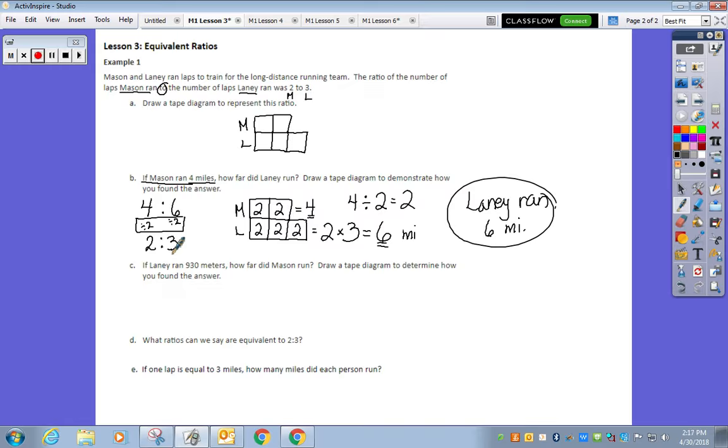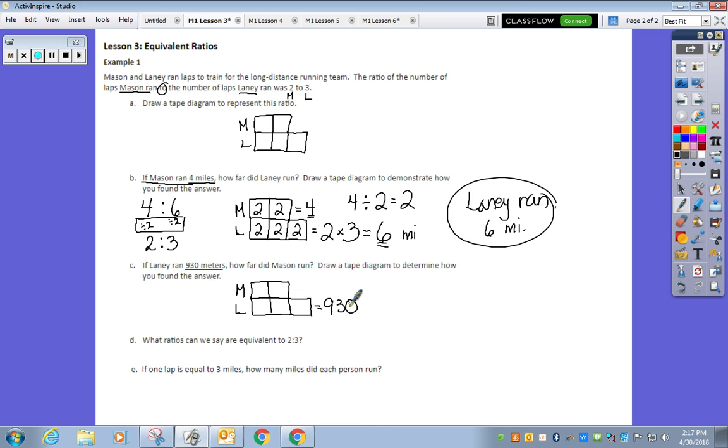Okay, let's look at example C. If Laney ran 930 meters, how far did Mason run? Draw a tape diagram to determine how you found the answer. So once again, we're being brought back to that original ratio of 2 to 3. Okay, again, it's Mason to Laney. It's very important to make sure you're labeling your tape diagram. So now instead of looking at miles, we're looking at meters. And this time it's saying that Laney ran 930 meters. So that means the 3 laps that Laney ran were equal to 930 meters.